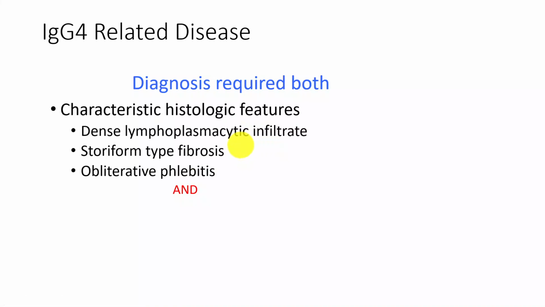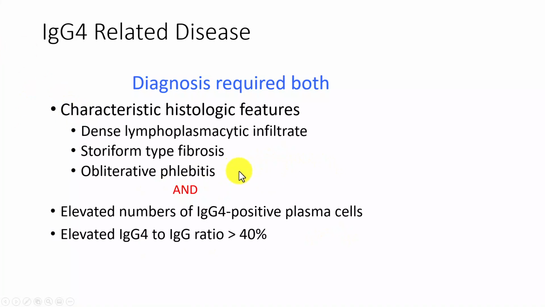So cheat sheet, we all like cheat sheets. We all like something to carry at the back of our heads. The older you get, the harder it is to remember things. I can barely remember what I had for breakfast this morning. So those histologic features and increased numbers of IgG4 positive plasma cells and the ratio.